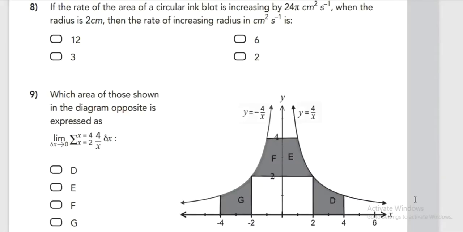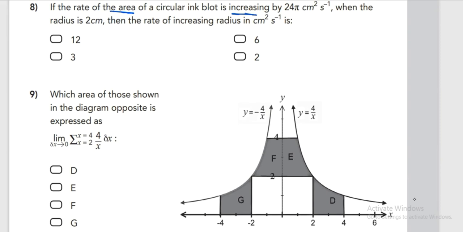Question 8. If the rate of the area of a circular plot is increasing by 24 pi square centimeter second power negative 1, when the radius is 2 centimeter, then the rate of increasing radius in centimeter second power negative 1 is what? Here it's a question about rate of change. Here it's talking about the rate of increasing of area of circular plot.